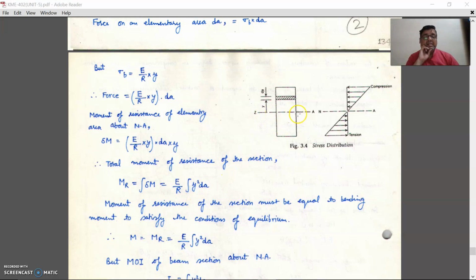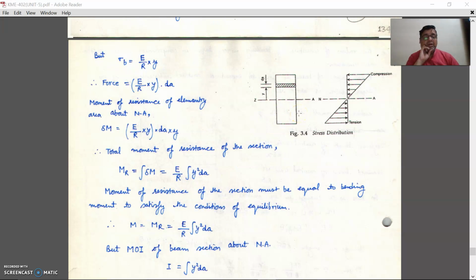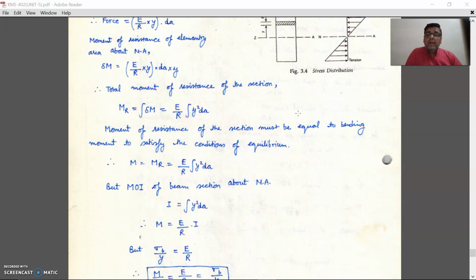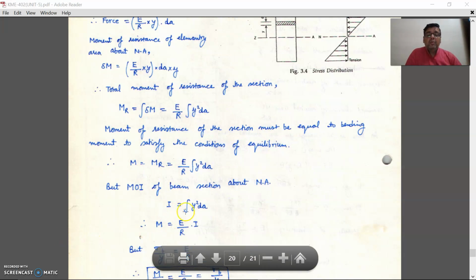And you already know, for any shape, the integral of y square dA is called its moment of inertia about its neutral axis. And what do you mean by neutral axis? What is the location of this neutral axis? That still is a question. I do not know, right? I have to answer that. Okay, we'll do that, but I know it will be about the neutral axis, right?